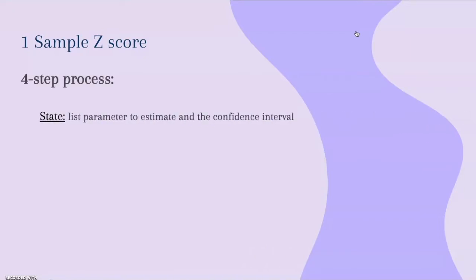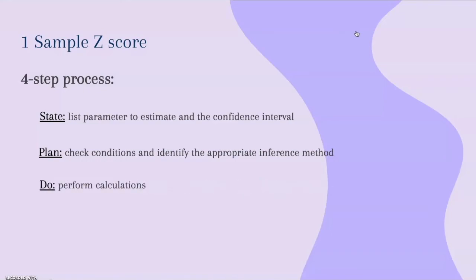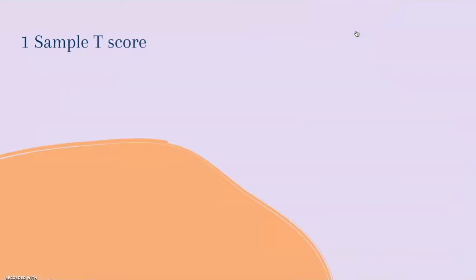And then next we're just going to go over a 4-step process for a z interval. So you're going to start off by stating. This is where you're going to list your parameter that you want to estimate and the confidence interval that you're estimating at. Then next step is plan. Here you're going to check your conditions, the random, 10%, and the normal, and you're going to identify the appropriate inference method. So in this case it'd be one sample z interval. Next you're going to do, which is where you're going to perform your calculations using the equation I just showed. And then conclude, you're going to interpret the interval in the context of the problem.